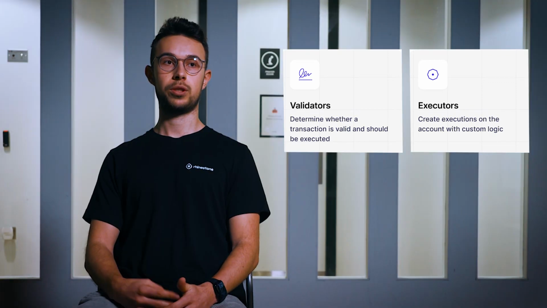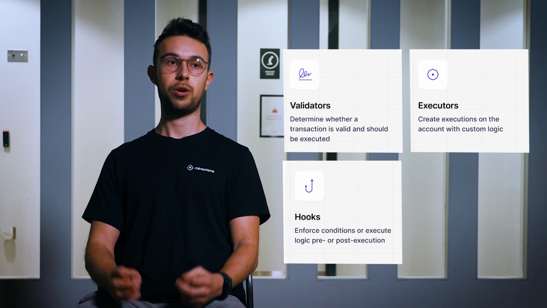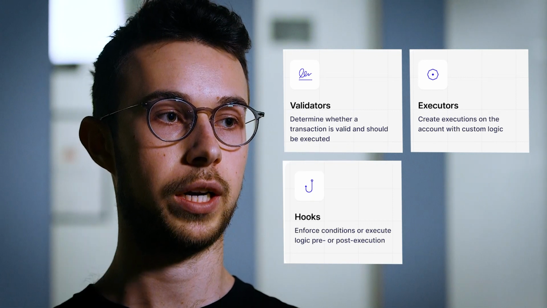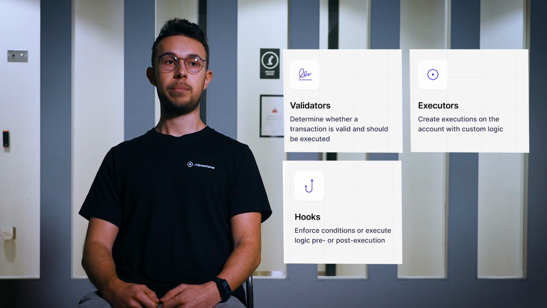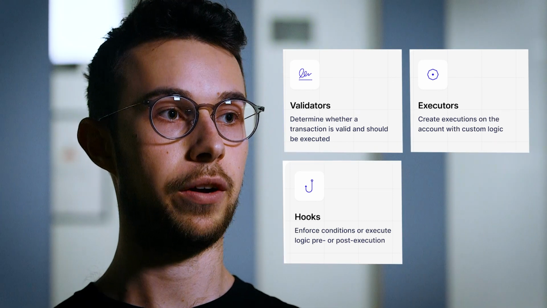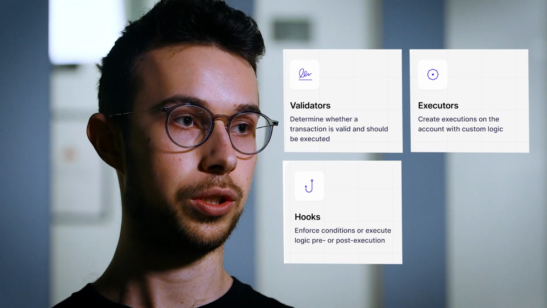So then the third module type are what we call hooks. And hooks, basically, as the name suggests, hook into the execution. So they will be called before and after every execution. And they allow modifying the behavior of the account. So for example, you could check that an invariant is true before an execution and still holds after an execution.